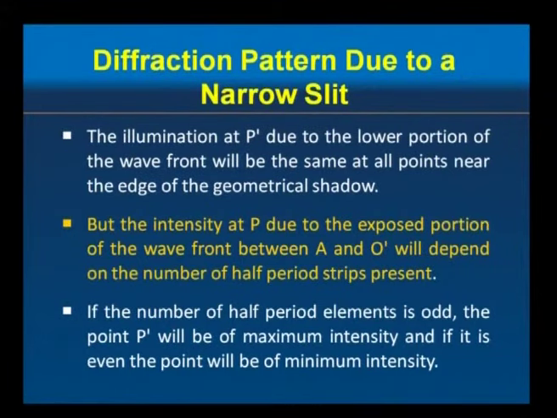P prime is a point within the region where light is falling. So depending upon the number of half period zones that will be causing light to fall on P prime, the intensity will depend upon whether you have an odd number of half period zones or an even number of half period zones in the plane wavefront. Therefore, the intensity at P due to the exposed portion of the wavefront between A and O prime will depend on the number of half period strips present.